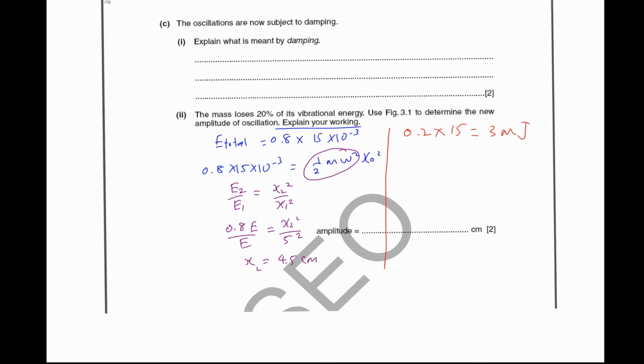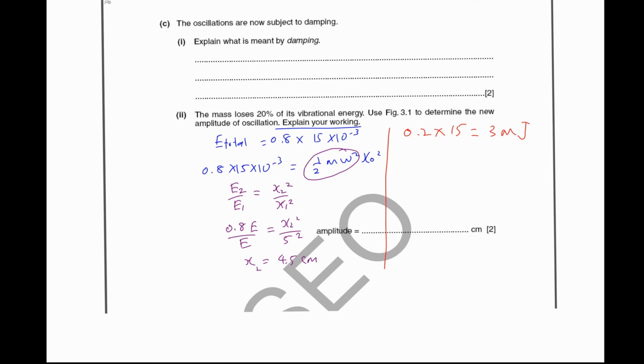So in this case, there are 2 ways of solving it: one from calculation, one from the graph directly. I'll show you both ways. If you're calculating, your total energy is how much now? Originally it is 15 millijoules. If you lose 20%, what is your new total energy? How do I calculate the new total energy?